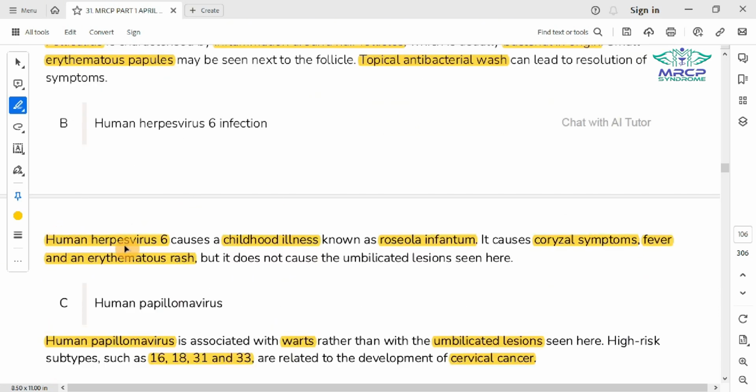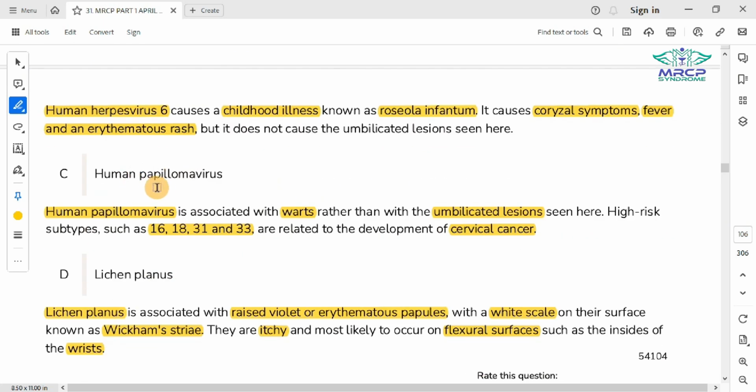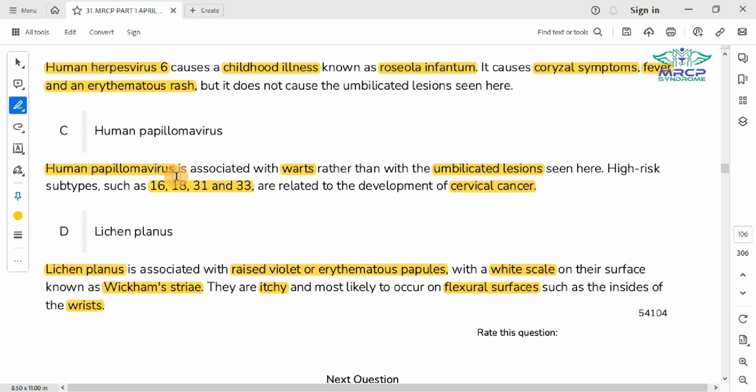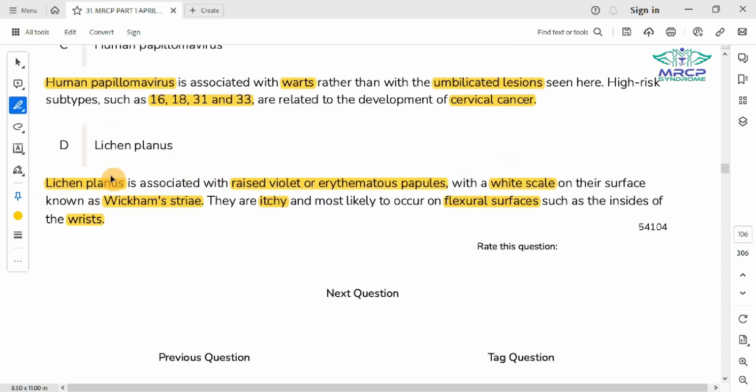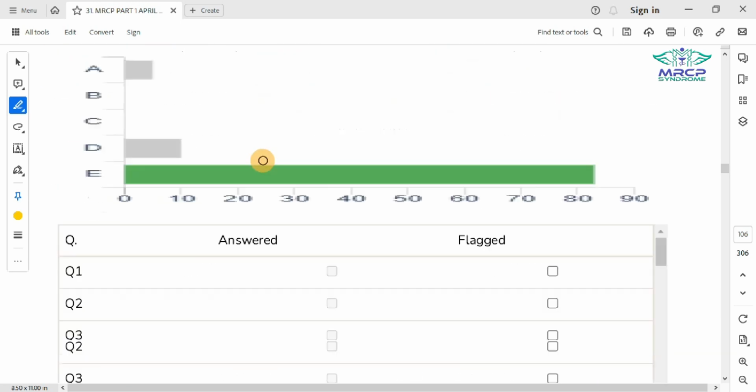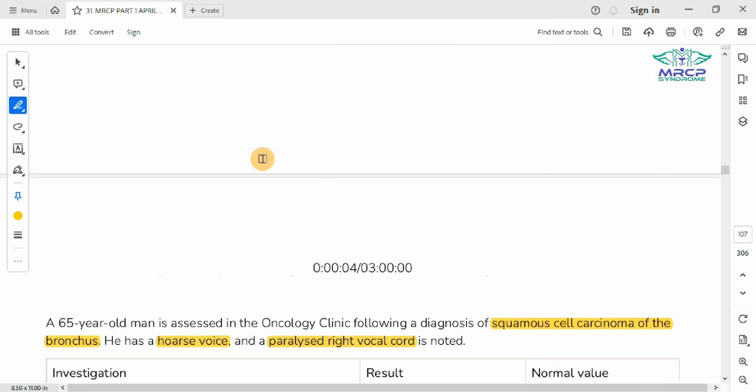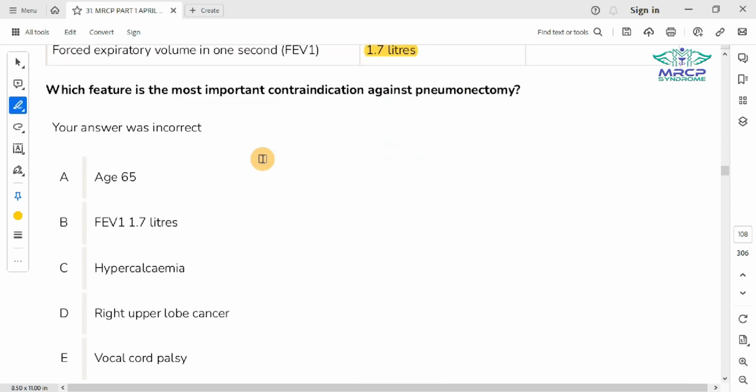So HHV-6 causes roseola infantum. And HPV 16, 18, 31, 33. And lichen planus, they will come with the features of the Wickham striae. And LP will predominantly have flexural involvement.